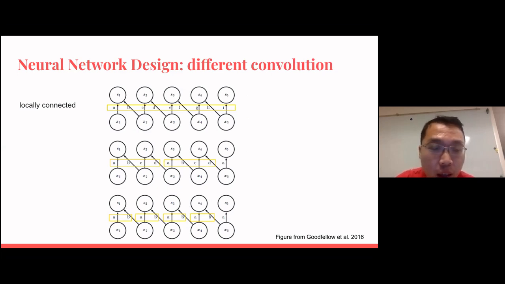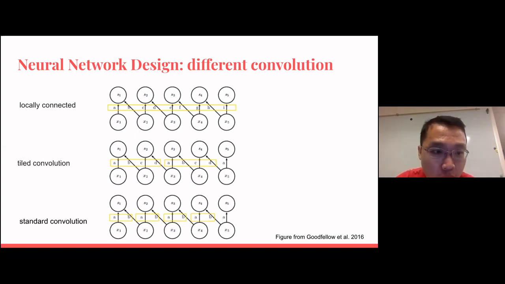And actually there are different ways to do the convolutional network. One is called tiled convolution, the other one is standard convolution. As I annotated here, we can see that they share the parameters in different ways. Here is a group of four parameters they are sharing, compared to these two. And they can also share two parameters in this kind of way. So they are different kinds of convolution.